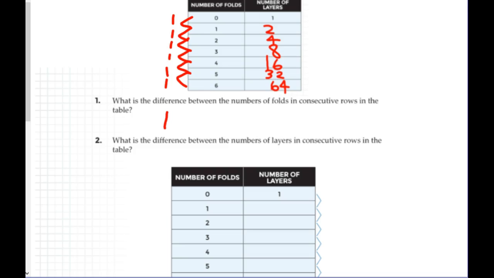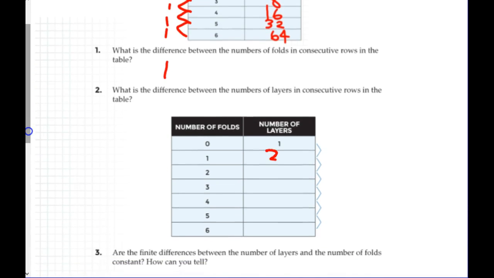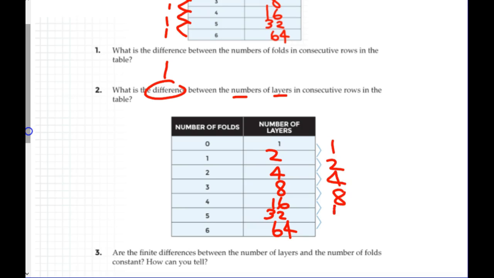So, number 2, now we're going to rewrite all this stuff over here. 2, 4, 8, 16, 32, 64. Okay, we just filled out the table of folds and layers. Now it wants us to find the difference between the number of layers, which is on the right side. And y'all know difference means subtraction. So 2 minus 1 is 1, 4 minus 2 is 2. And then 8 minus 4, 16 minus 8. Okay. So all of those are called differences.